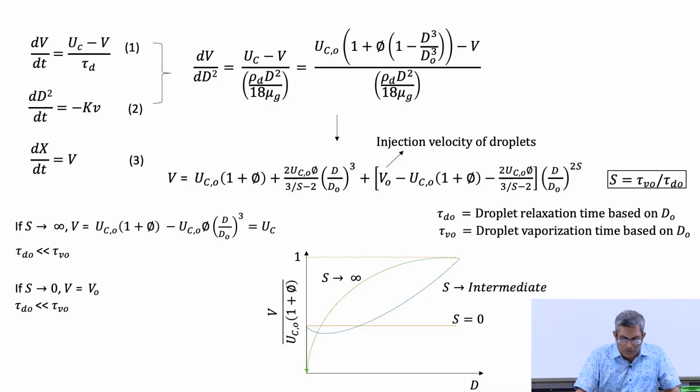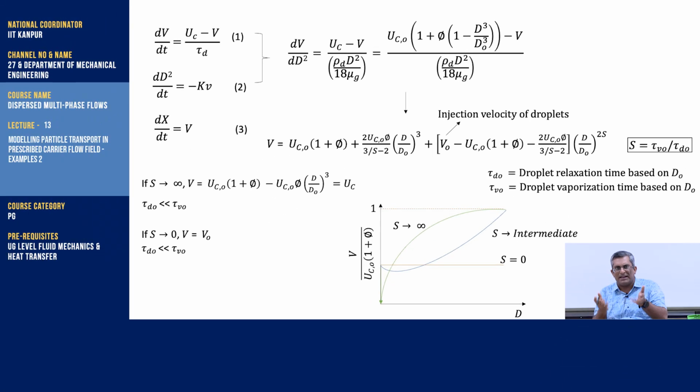So in this case, if you put S equal to infinity in this equation, you get this expression, and you see that this is nothing but the velocity of the carrier phase itself. So this also physically makes sense. This means that if the particle relaxation time is much smaller compared to the vaporization time scale, the particle is quickly adjusting with the airflow. So its behavior is exactly the same as the gas flow velocity in this limiting condition.